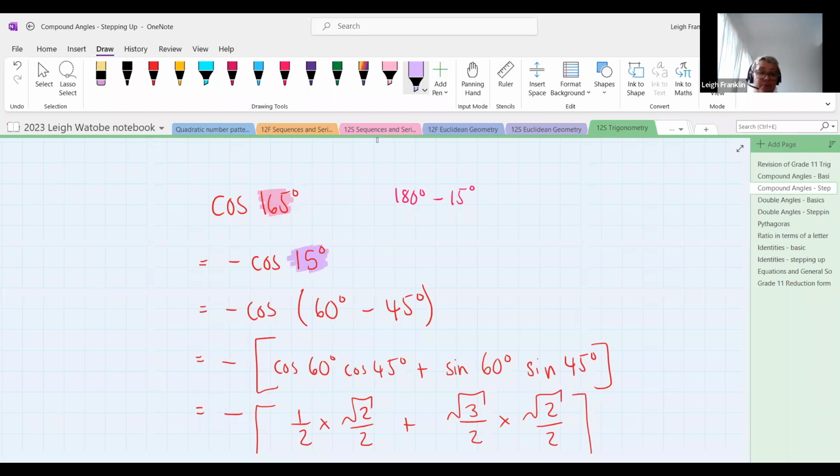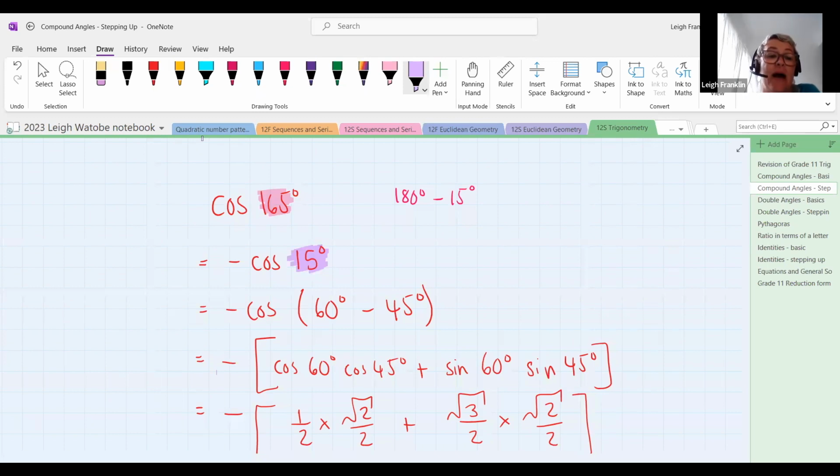We can make 15 by saying 60 minus 45. You can make 15 from 45 minus 30 as well, if you want to. That's also another way that you could possibly do it. Anyway, I did it as 60 minus 45, and then I took my negative out.